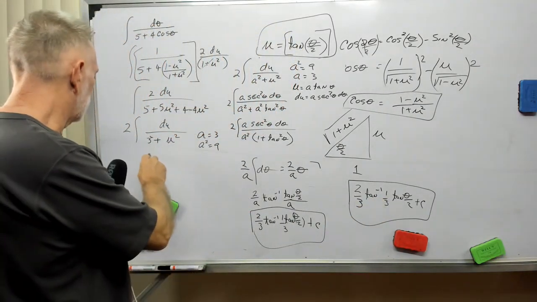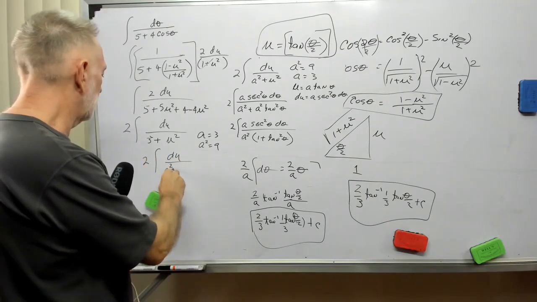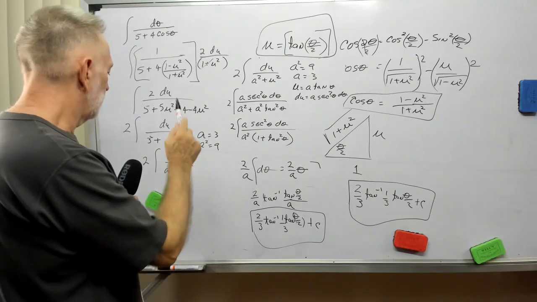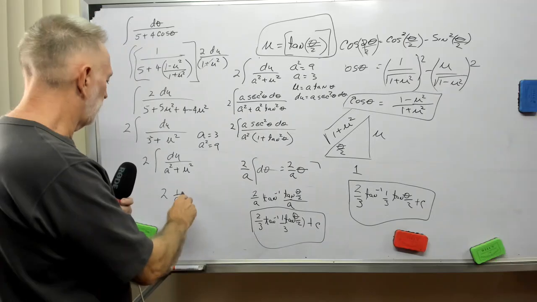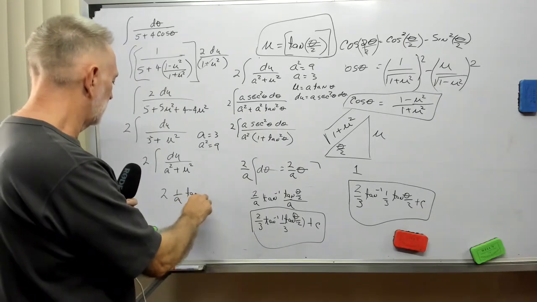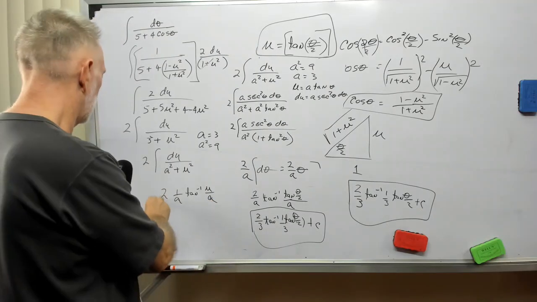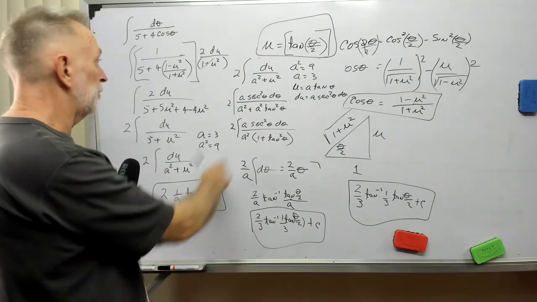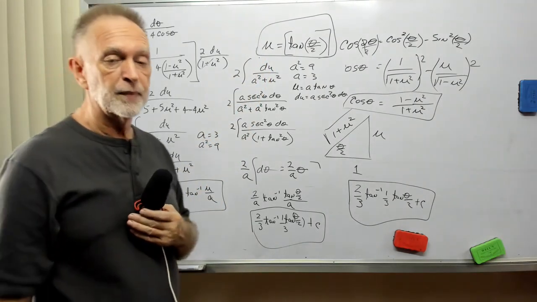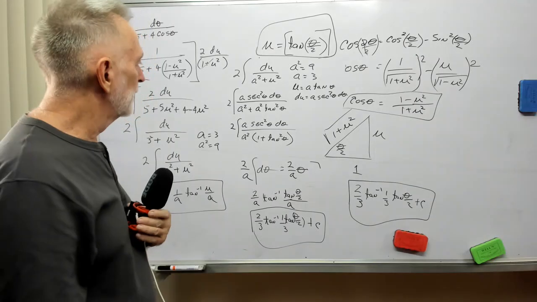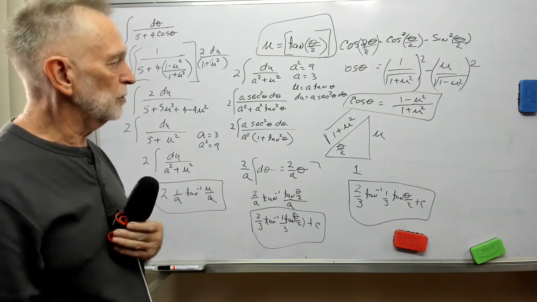So again, this is 2 times the integral of du over a squared plus u squared. You need to recognize that as 1 over a times tangent inverse of u over a. And we had used the u sub of u equals tangent theta over 2. Interesting problem. I'm sure there's other ways to work that. That was the method I chose.